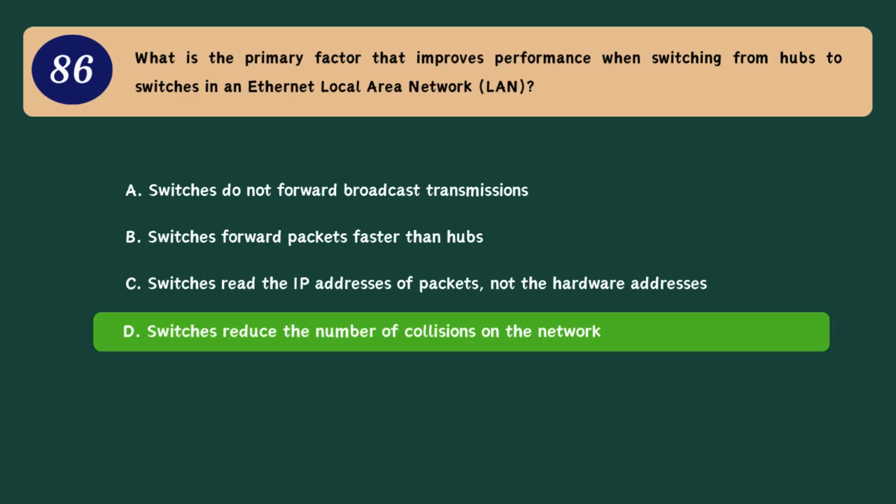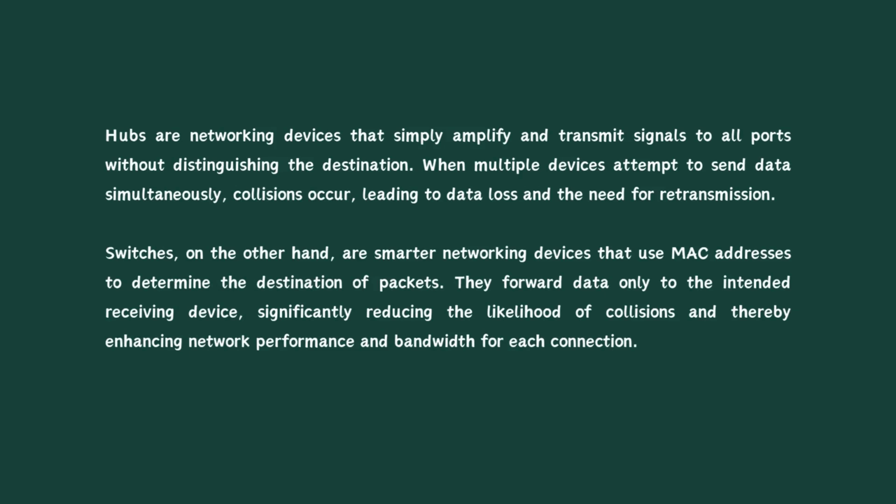Correct answer. D. Switches reduce the number of collisions on the network. Hubs are networking devices that simply amplify and transmit signals to all ports without distinguishing the destination. When multiple devices attempt to send data simultaneously, collisions occur, leading to data loss and the need for retransmission. Switches, on the other hand, are smarter networking devices that use MAC addresses to determine the destination of packets. They forward data only to the intended receiving device, significantly reducing the likelihood of collisions and thereby enhancing network performance and bandwidth for each connection.